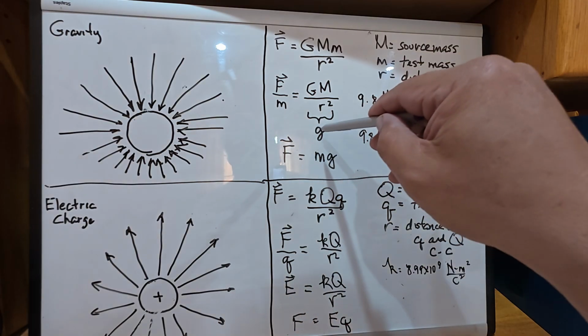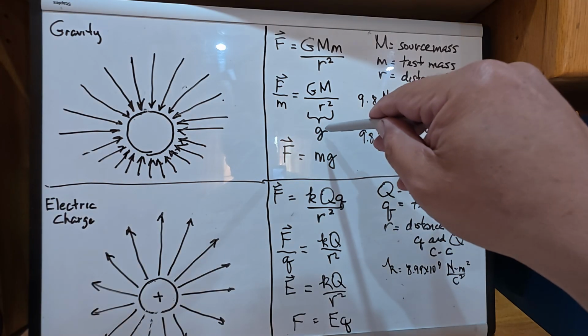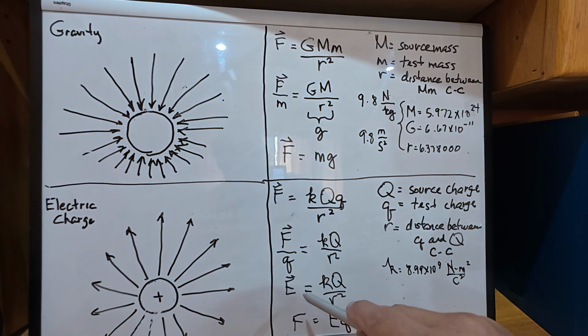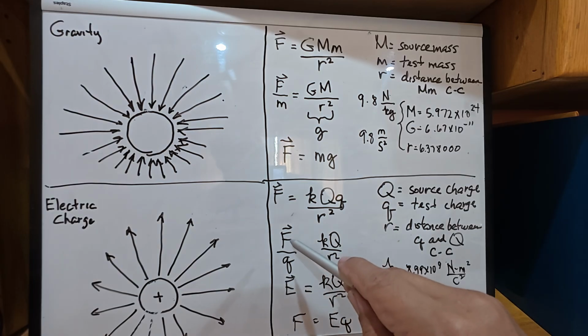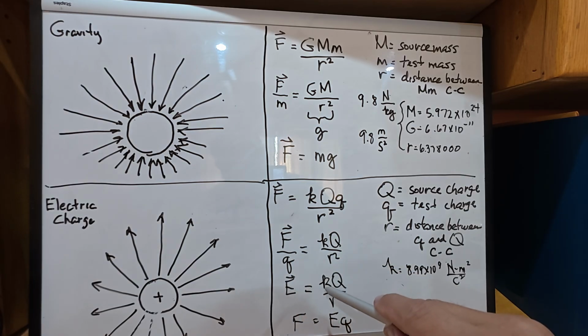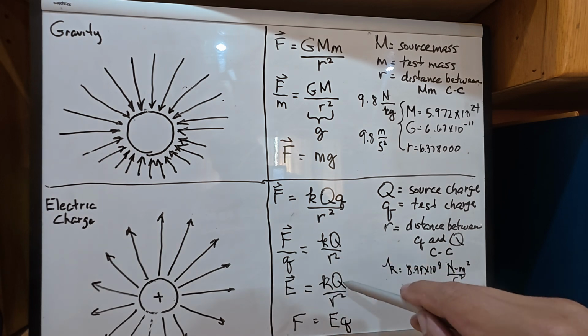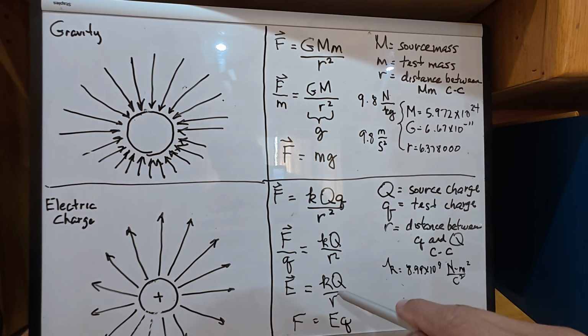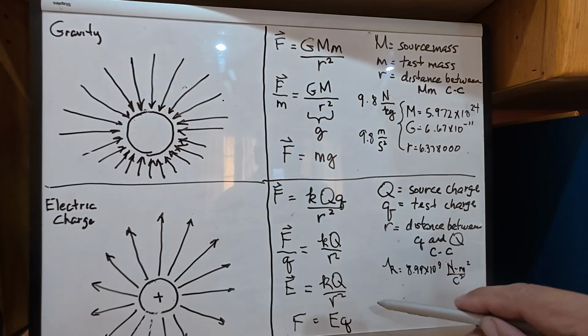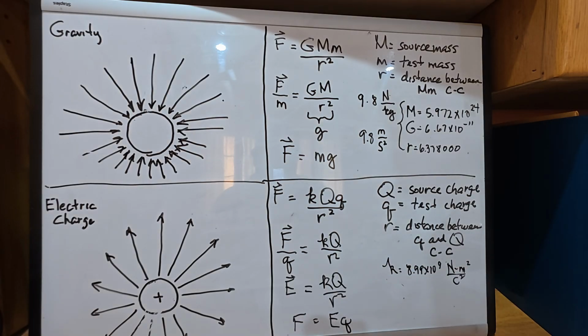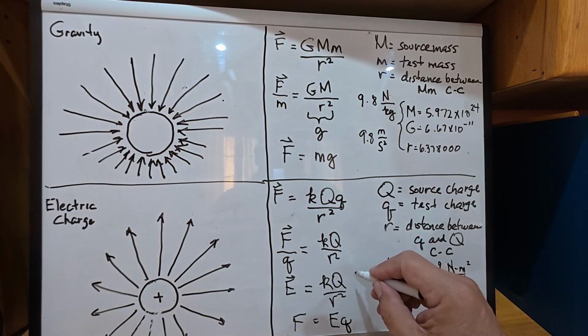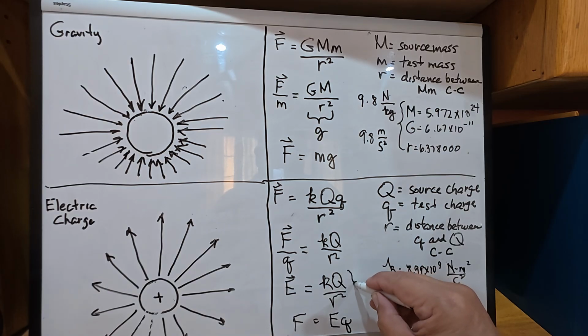It's just like g is the strength of the gravity field, E is the strength of the electrostatic field. So E is the force per unit charge. It's kQ over r squared. Which means that we can rewrite the force equation as the electric field times the test charge. So you have to remember this formulation for E, kQ over r squared.